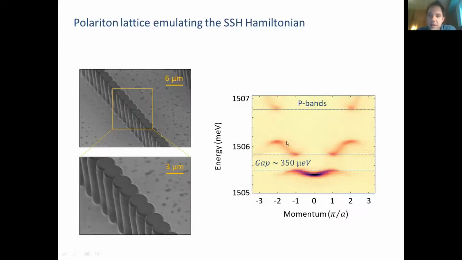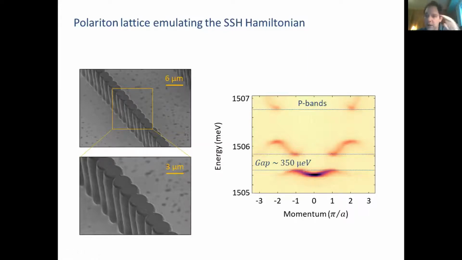And we see this because if we excite the system non-resonantly and we collect light, and we measure as a function of energy and momentum, which is associated to the angle at which the photons come out of the lattice, we can reconstruct the photonic band structure of this lattice. And we really see that we have the two bands that we were expecting, separated by the energy gap associated to the Su-Schrieffer-Heeger Hamiltonian.